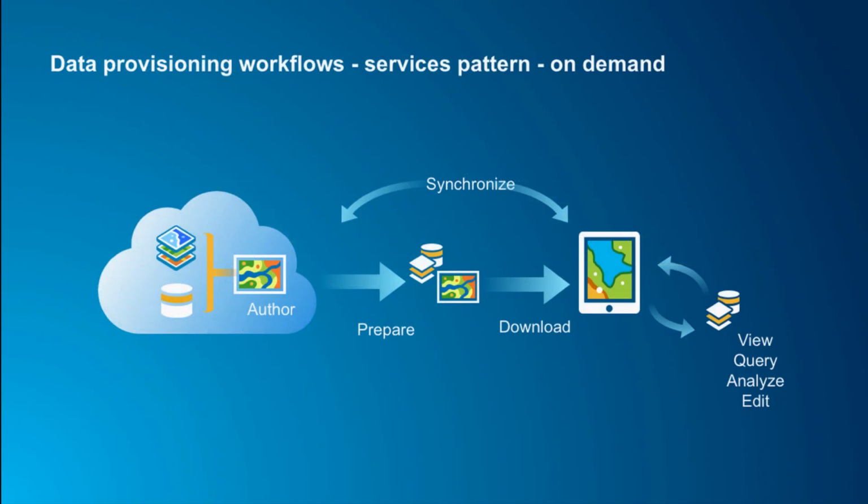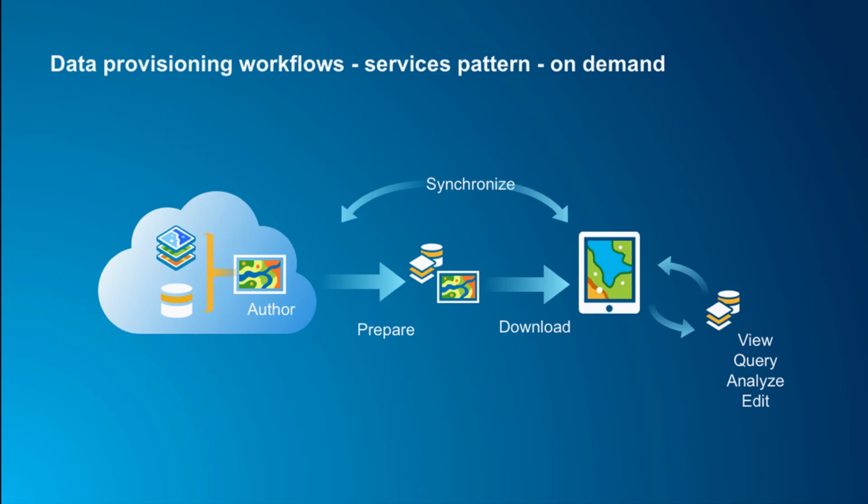The offline workflow, when you're working with services and feature services in an on-demand workflow, is where you author your map in the same way as you did before. You author it in ArcGIS Online. Then, when you take the data offline, it's at that time that the data and the packages are prepared.